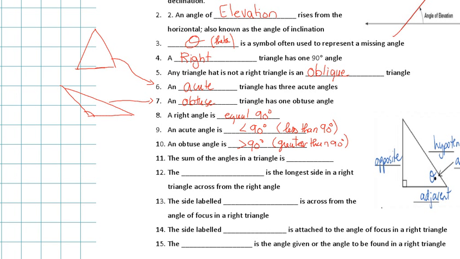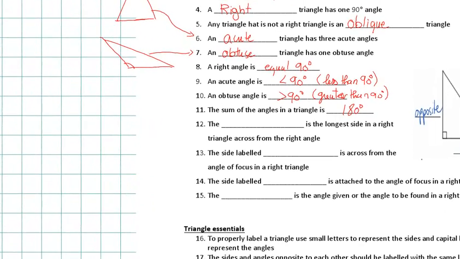What's the sum of the angles inside of a triangle? 180. Can you have more than one obtuse angle in a triangle? No. In a triangle, you can only have one obtuse angle, only one angle that's more than 90.